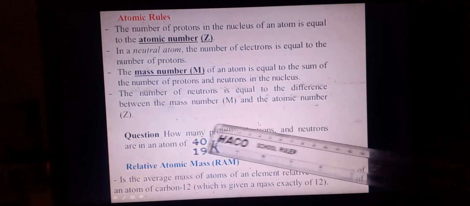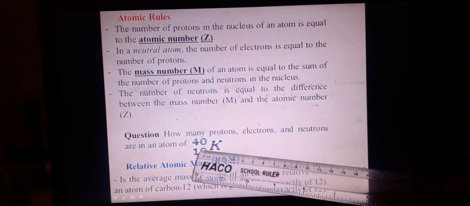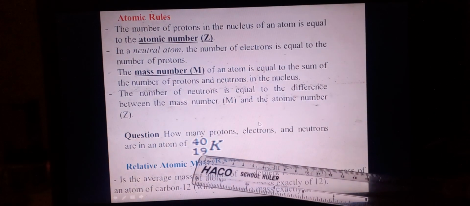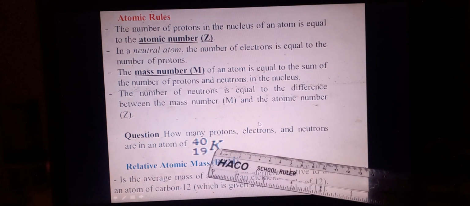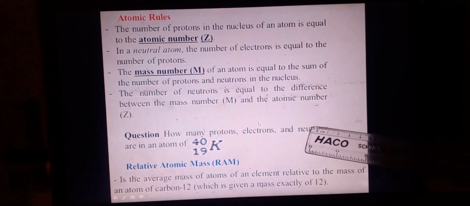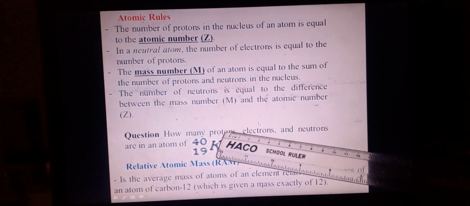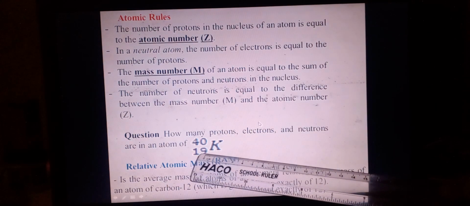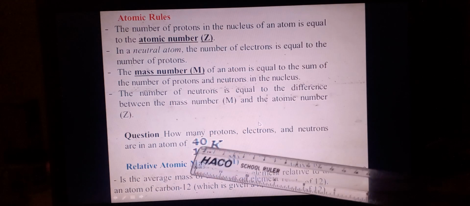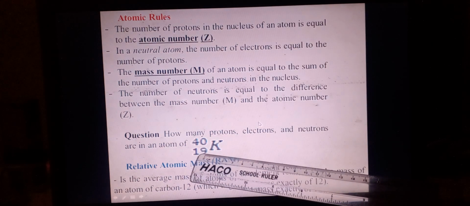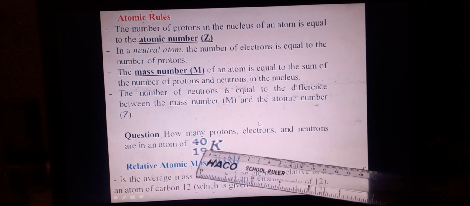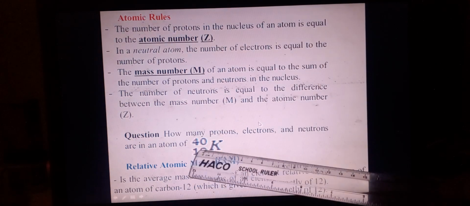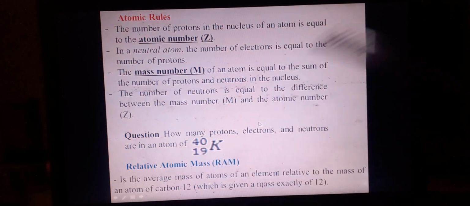So with that in mind, basically here, if you take 40 minus 19, you will get 21. It means potassium has 21 neutrons. But when it comes to protons, protons is the same as the atomic number. So this element has 19 protons. Then protons are equivalent to electrons. So that means K has also 19 electrons.